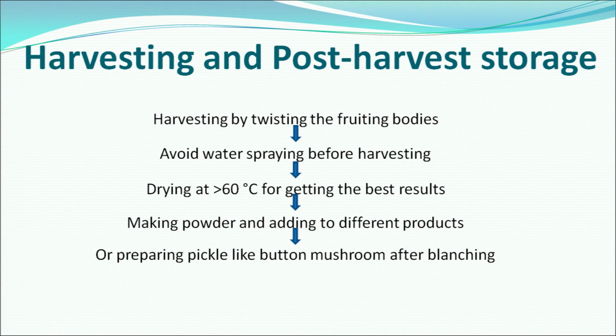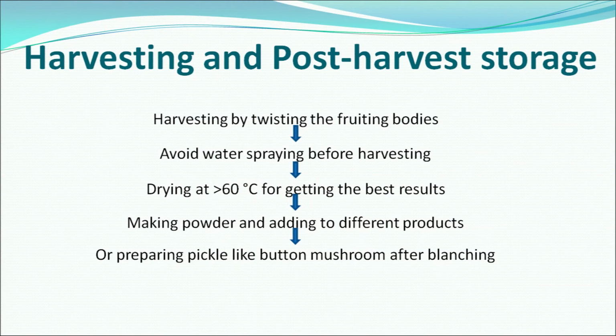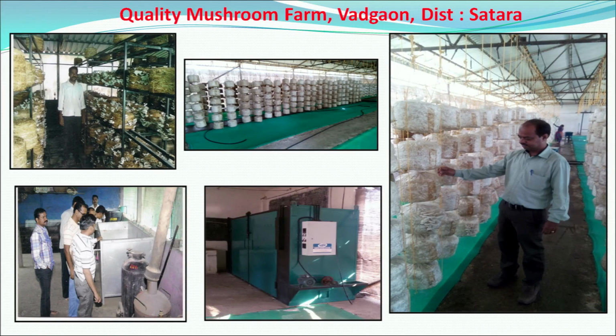If we spray water before harvesting, the water will accumulate on the fruit bodies, and at a later stage that will force the mushrooms to decay faster. We can even go for drying of these mushrooms at 60 degree centigrade for getting best results, and we can go for making powders that can be added to different products including biscuits etc., and it can also be used for preparing pickle just like button mushroom.